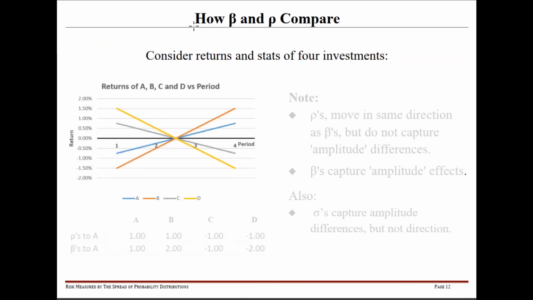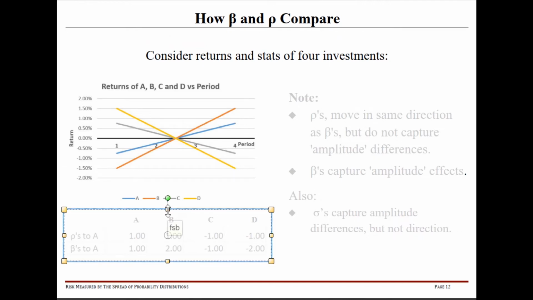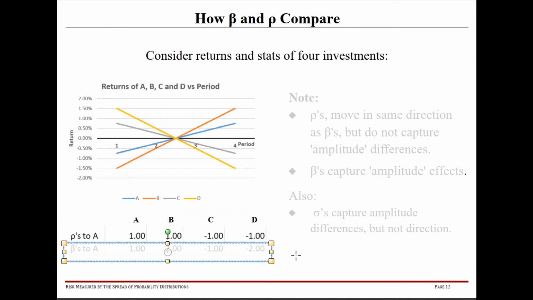Okay, and then we used this graph here to show you what we mean by rho not including any amplitude effects and beta including those effects. So A is the blue line here, everything else is relative to A. So for B, even though the amplitude is twice of A, its correlation coefficient is 1. It gets maxed out at 1. C is exactly opposite A, so we get -1. D is exactly opposite A, but with twice the amplitude, and it's maxed out again at 1.